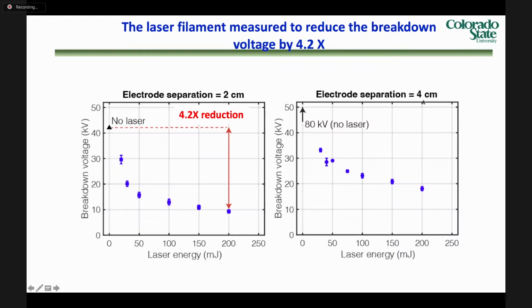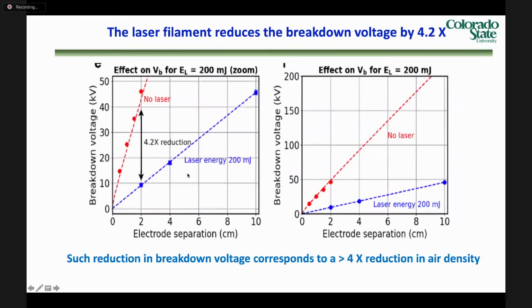And the same thing happens with longer columns. In fact, with the channel, with the voltage available, we were able to break down discharges in 10 centimeter long gaps, which would normally require more than 200 kV. And we just did it with a power supply of less than 40 kV. So what we are seeing here is a very large reduction in the discharge voltage.